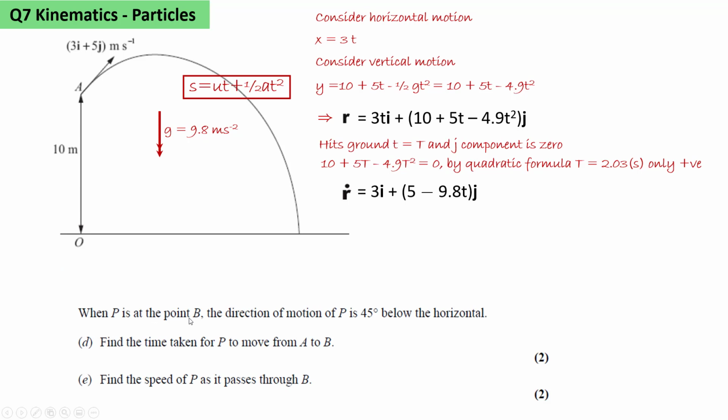Then we're told when P is at the point B, the direction of motion of P is 45 degrees below the horizontal. So we could either observe that if it's at 45 degrees below the horizontal, and we know the horizontal component is 3, then the vertical component would need to be minus 3.